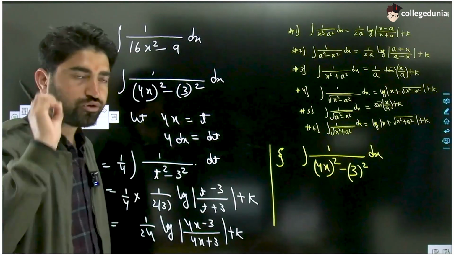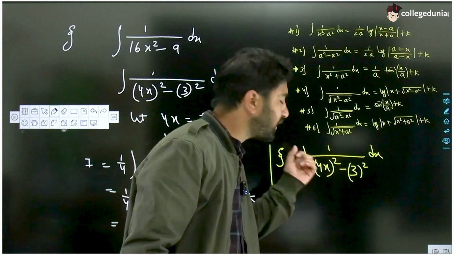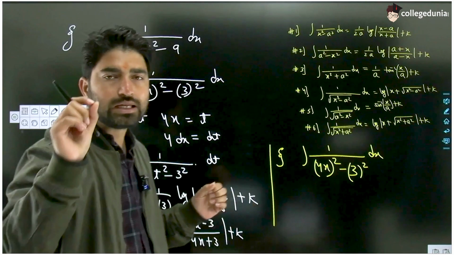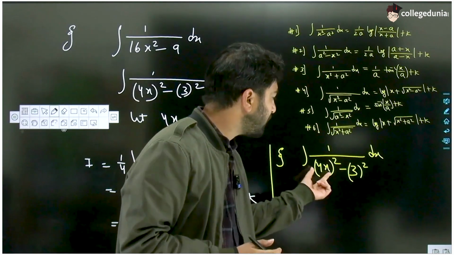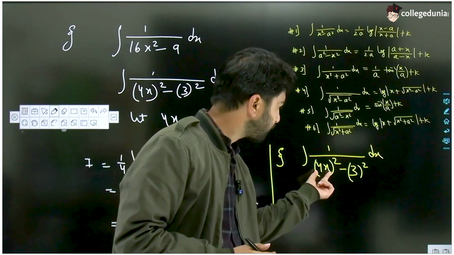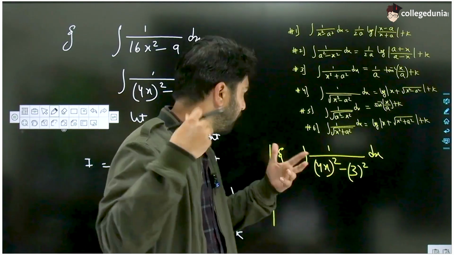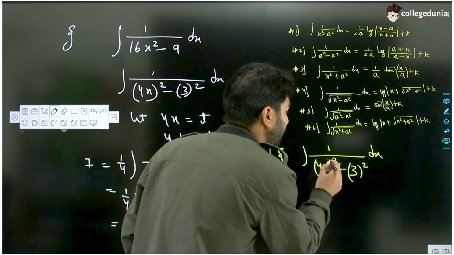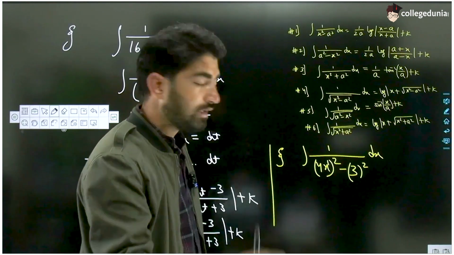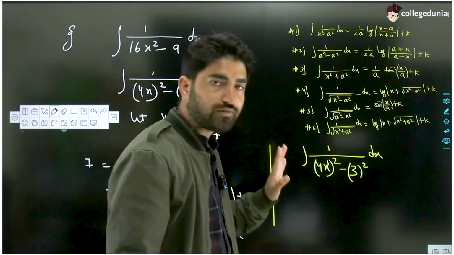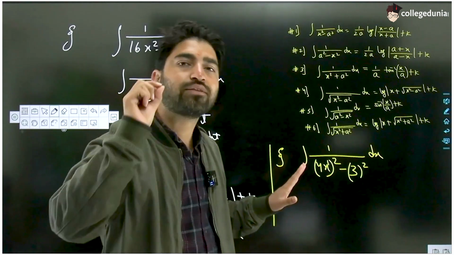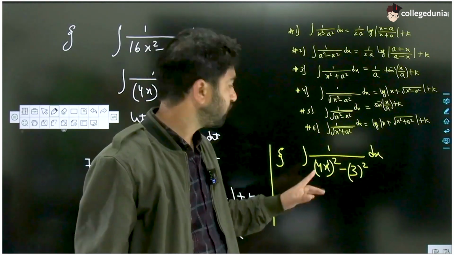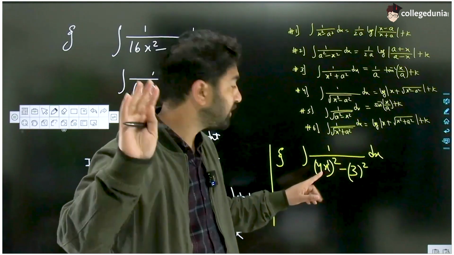Think here: can you see a linear polynomial inside this bracket part? 4x. 4x is a linear polynomial. Why am I saying it is linear? Because the power of x is 1 inside the bracket. So this is a linear polynomial. Treat this 4x like x. Don't read it as 4x, just take it as x.